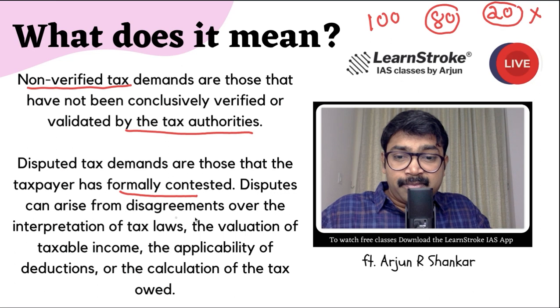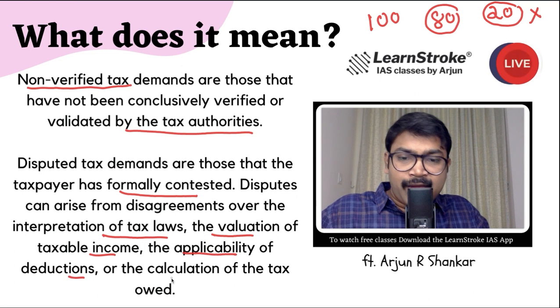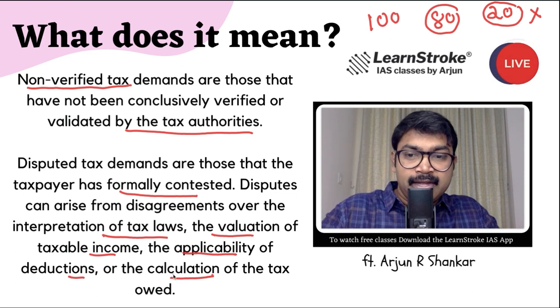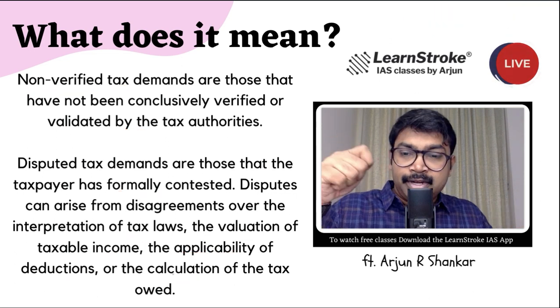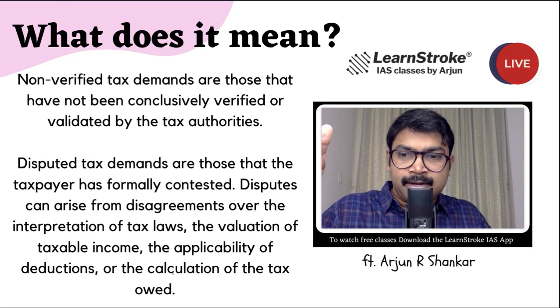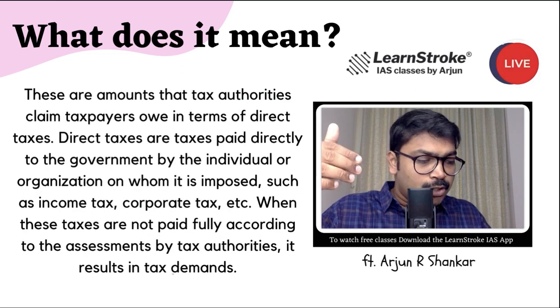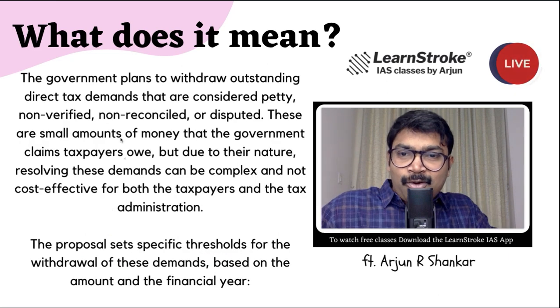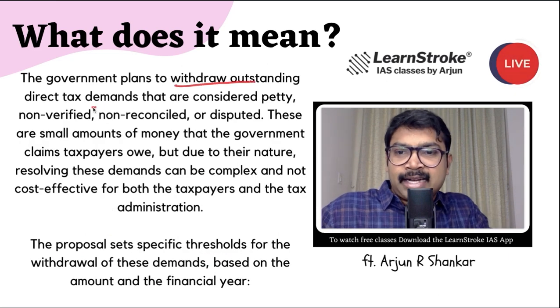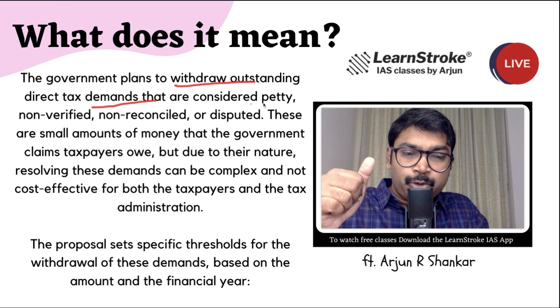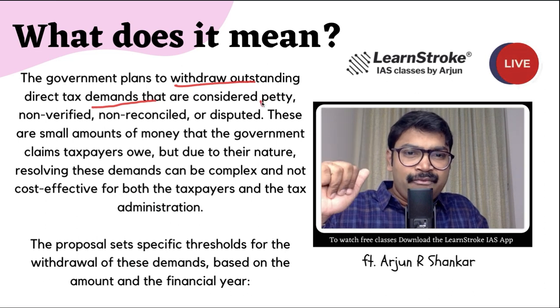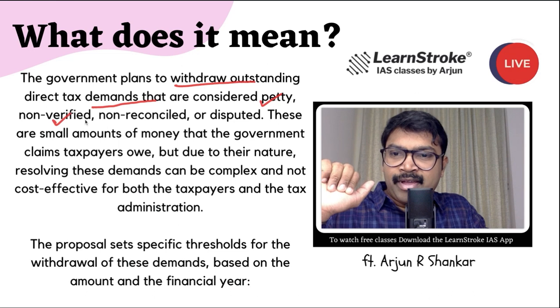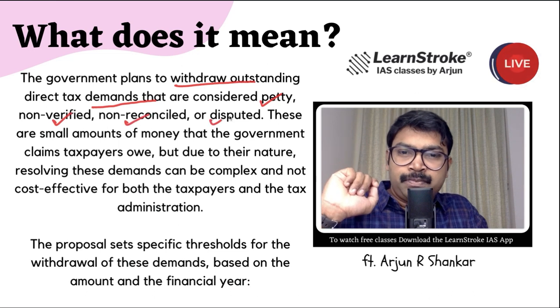This can arise from disagreements over the interpretation of tax laws, valuation of the taxable income, applicability of deductions, or calculation of the tax. So this is a disputed tax demand, a non-verified tax demand, and a direct tax demand. The government is planning to withdraw outstanding direct tax demands that are considered very petty. So this is a good decision. The government is saying that we will not pursue petty, non-verified, non-reconciled or disputed tax amounts.